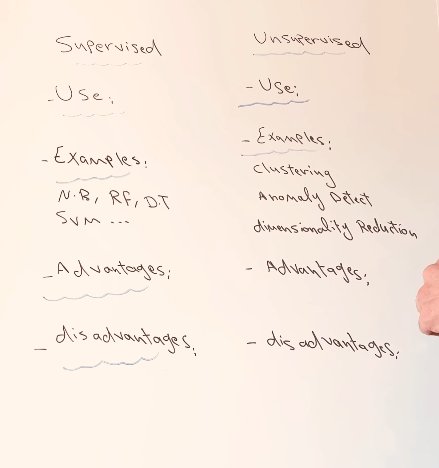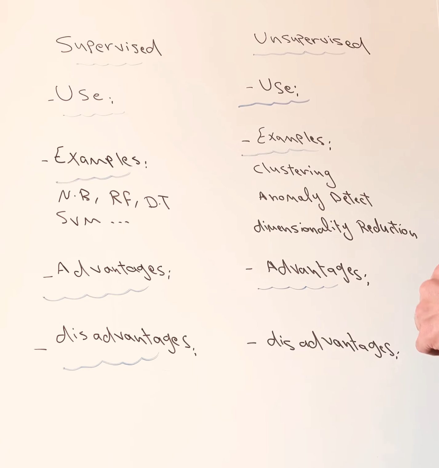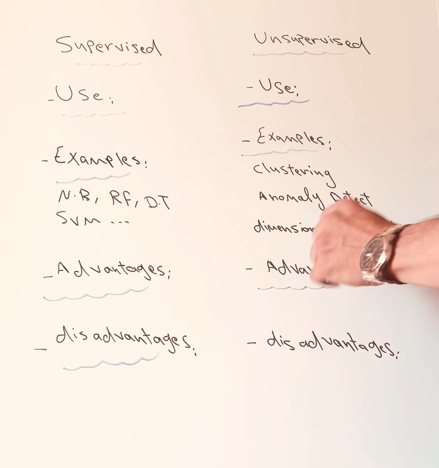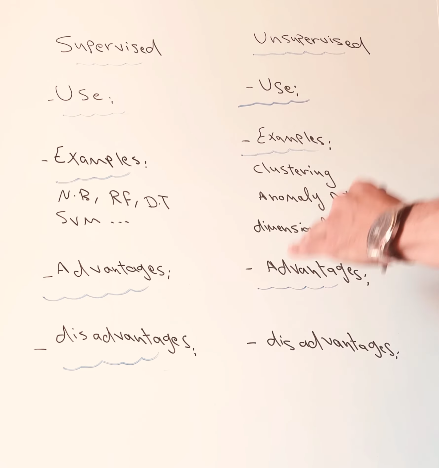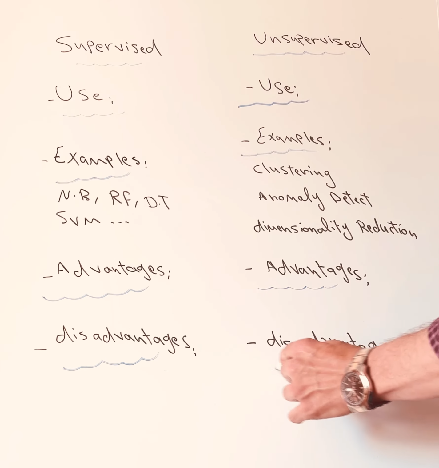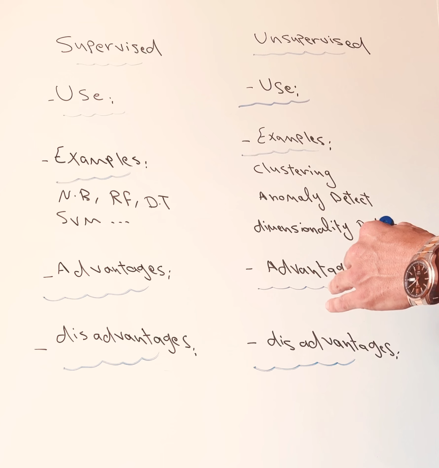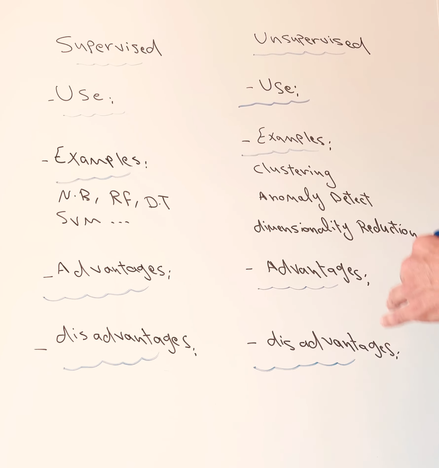One of the advantages of using unsupervised models is that we can detect hidden patterns or unexpected patterns and insights in huge datasets. One of the disadvantages of using unsupervised models is that results to some extent are more subjective, and also the models' performance is sometimes hard to evaluate.